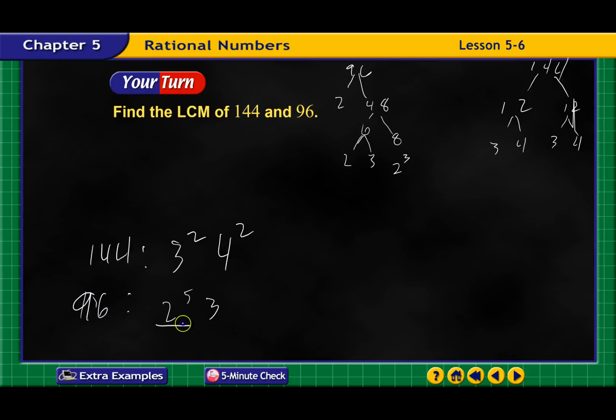My biggest ones are these 3. So I put those together. 2 to the 5th times 3 to the 2nd times 4 squared, and that should come out to 288. Should. I didn't do it out of numbers. Hopefully you came out with that one.